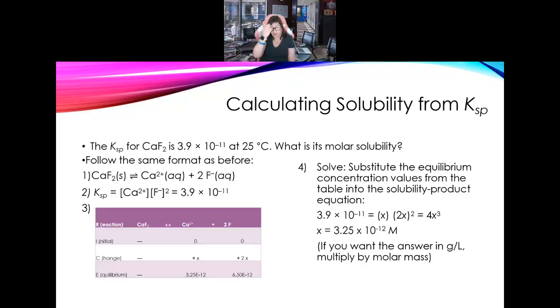That's the molar solubility for that particular compound. So your Ca2+ is based on that. Your F− at equilibrium is going to be twice that. If I want an answer in grams per liter, I'm going to multiply by the molar mass to get that in grams per liter. So that's my molar solubility for that particular compound.